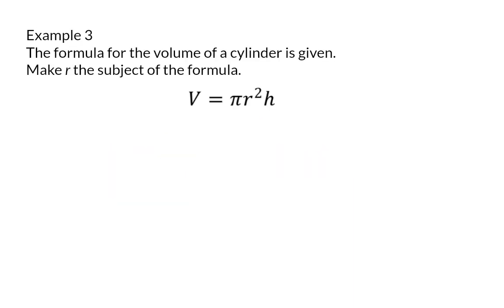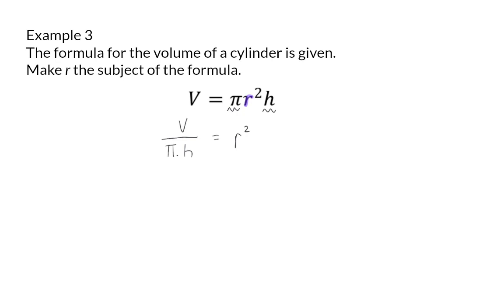Example 3. The formula for the volume of a cylinder is given. Make R the subject of the formula. Firstly, I want to get rid of the pi and the height on the right-hand side. Both of these are multiplied to r squared. So to get r squared on its own, I'm going to take the left-hand side and divide by pi as well as by h.